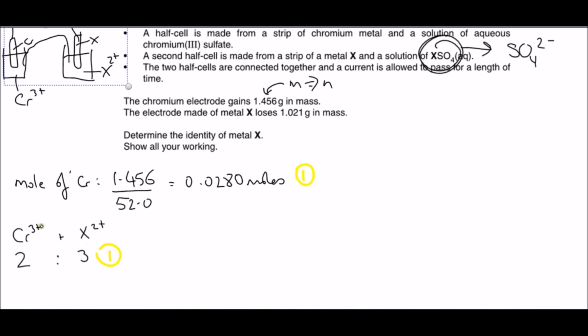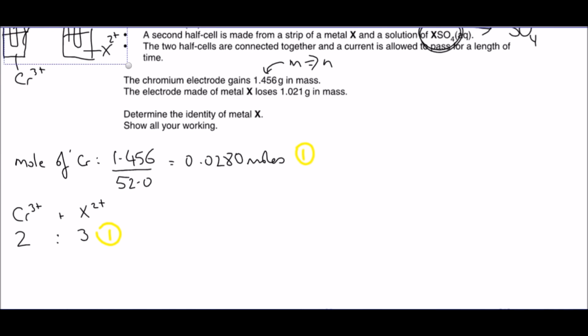Now if you don't get this ratio, you can't get any of the remaining marks in this question, so that's why it was so important that you realised that SO4 was 2-, which gave us the X2+, which gives us the ratio of 2 to 3. So now we're going to work out moles of X, because we're going to use our molar ratio. So if the ratio is 2 to 3, I'm going to do 0.028 divided by 2 times 3. Or in other words, I'm going to multiply it by 1.5, and that gives me 0.042 moles of X. And that's mark number 3.